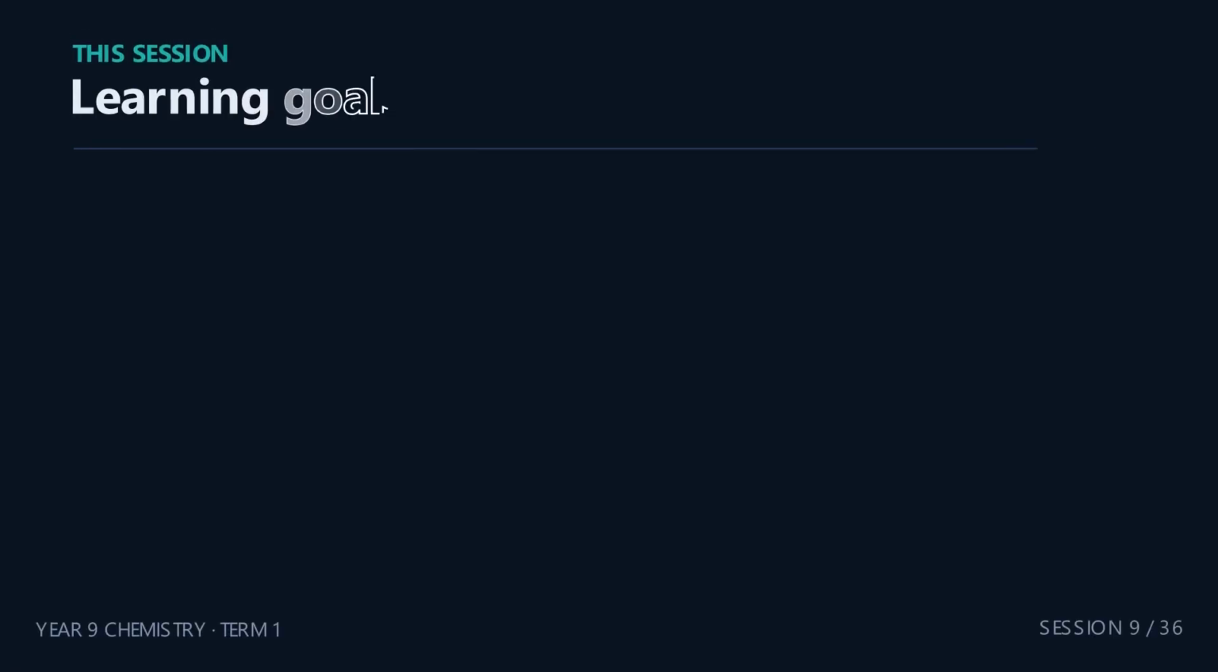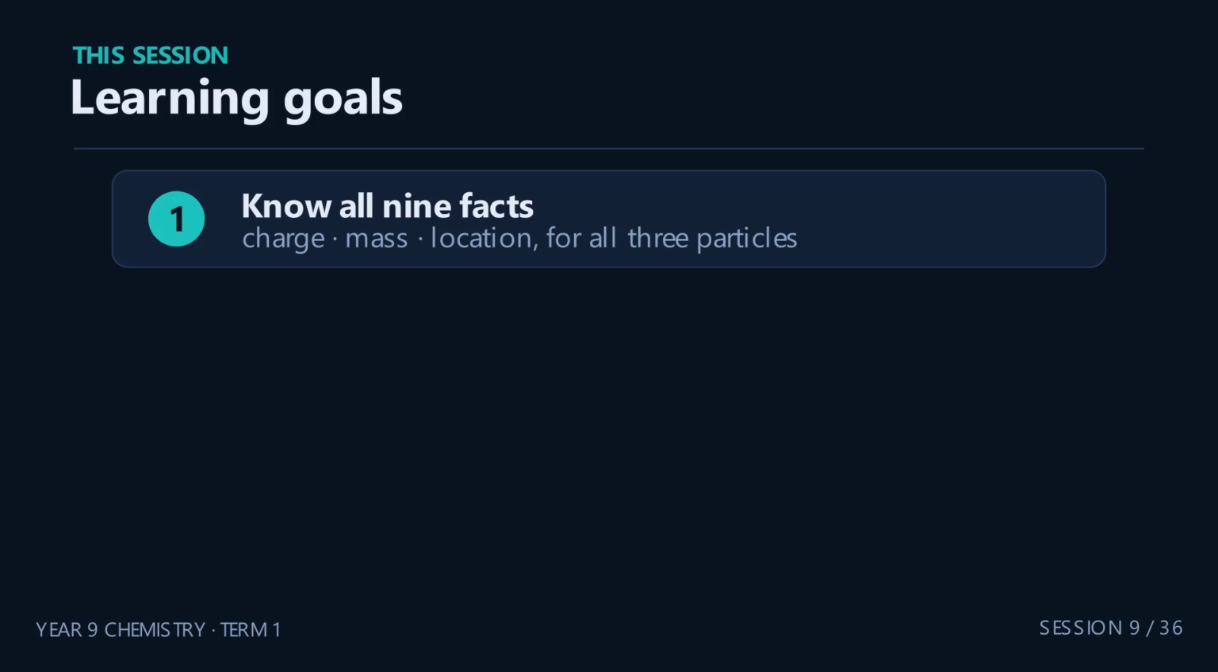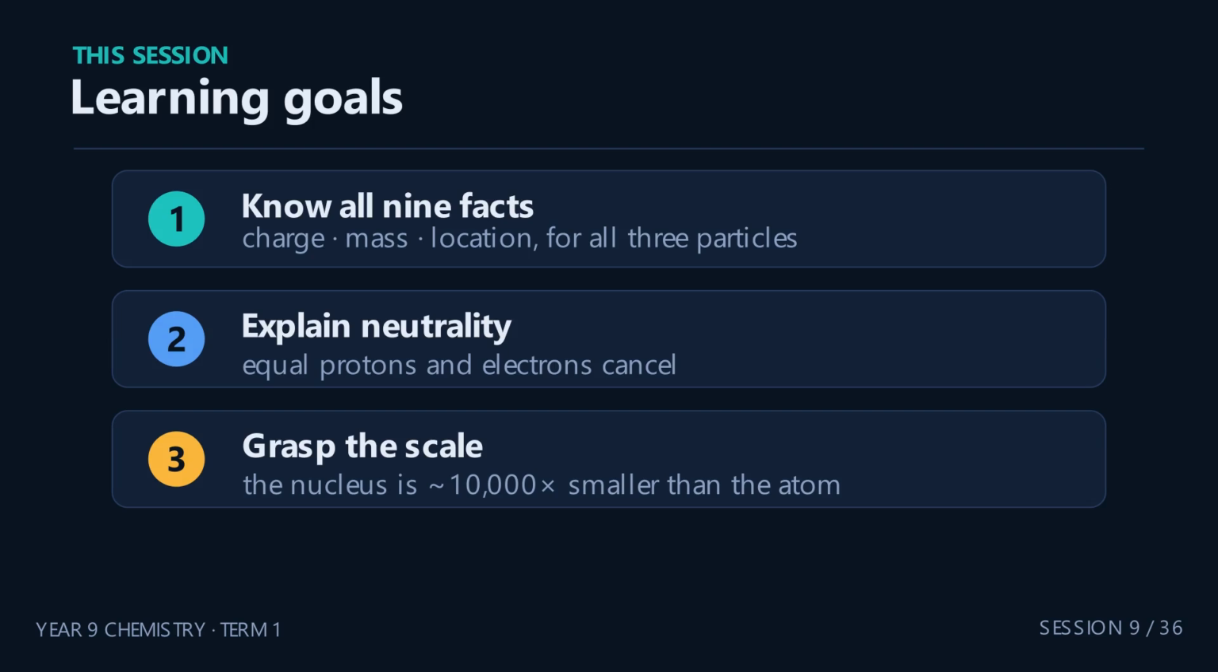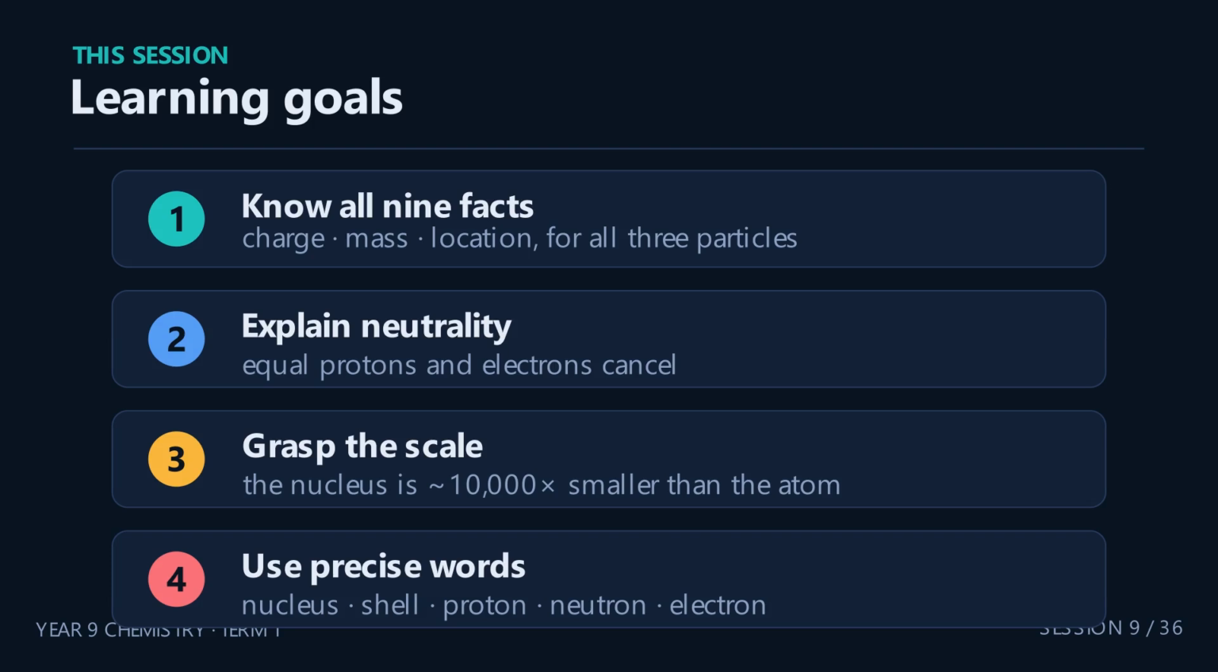Your 4 goals. First, state the charge, relative mass, and location of each subatomic particle. Second, explain why a neutral atom has no overall charge. Third, compare the size of the nucleus with the size of the atom. And fourth, use the precise vocabulary: nucleus, shell, proton, neutron, electron.